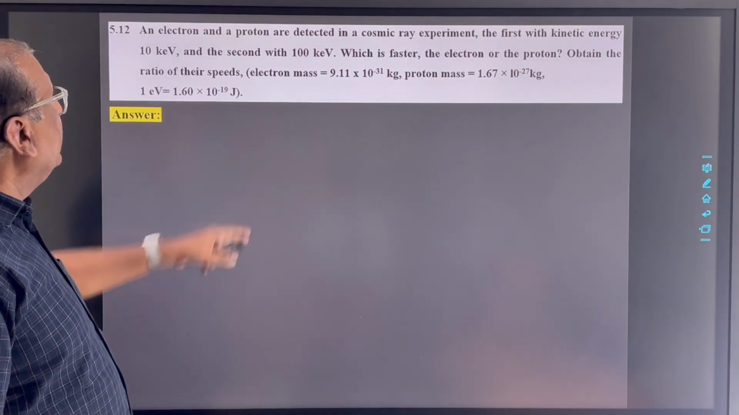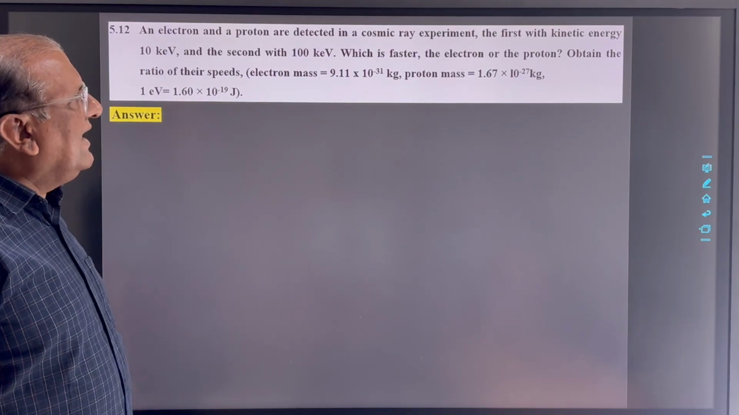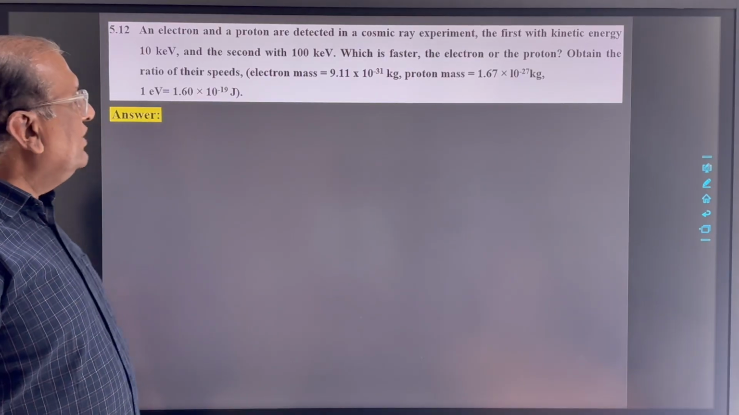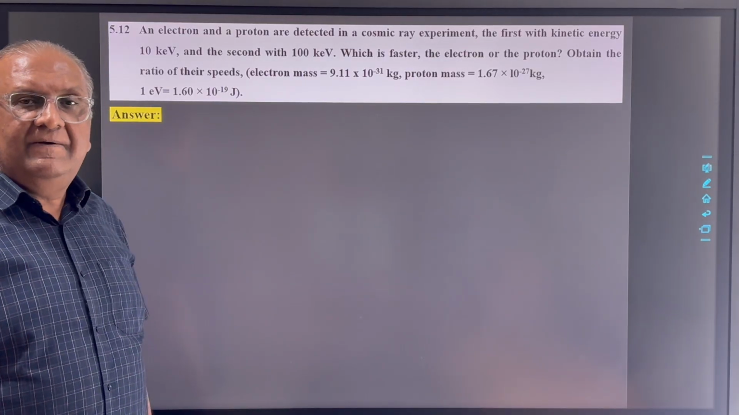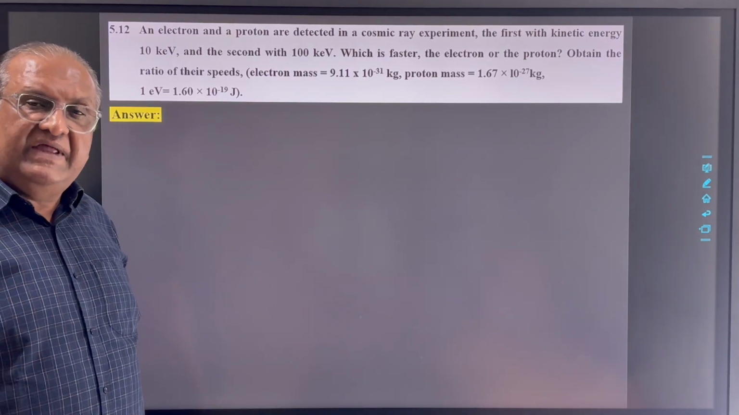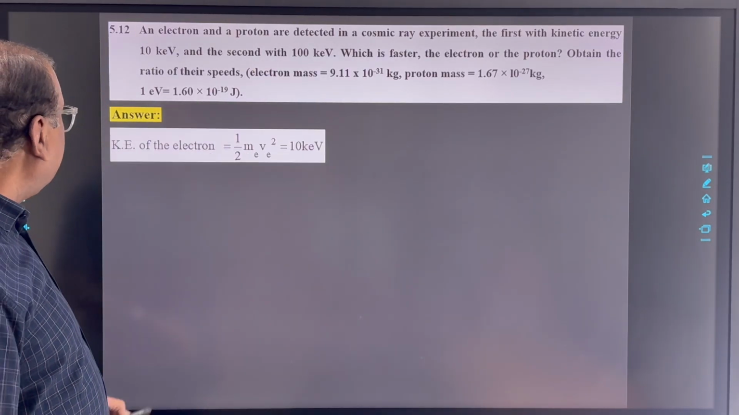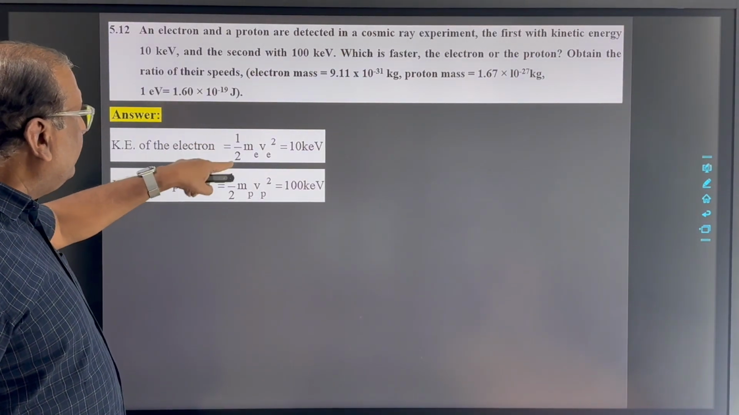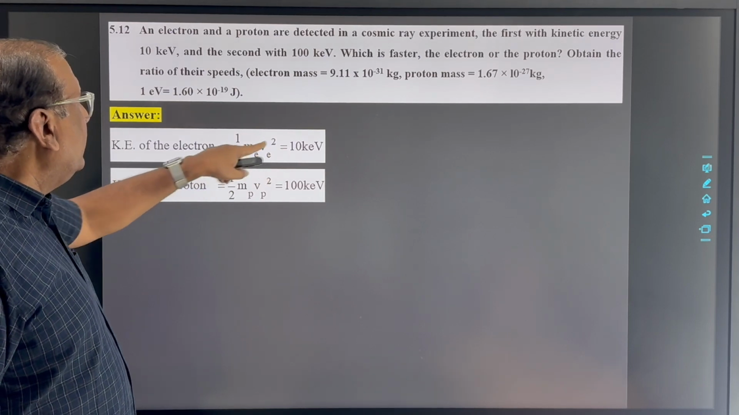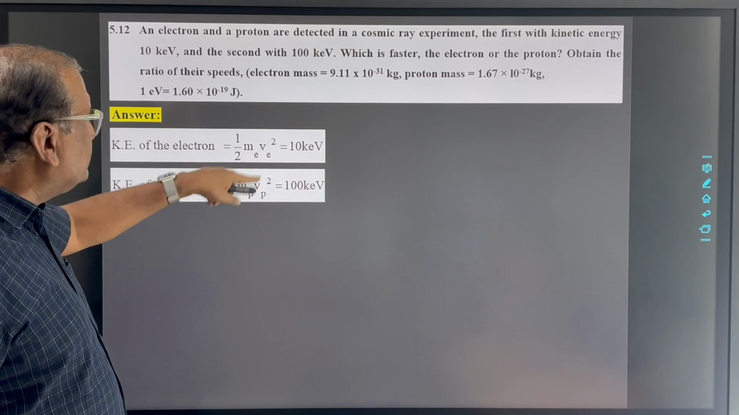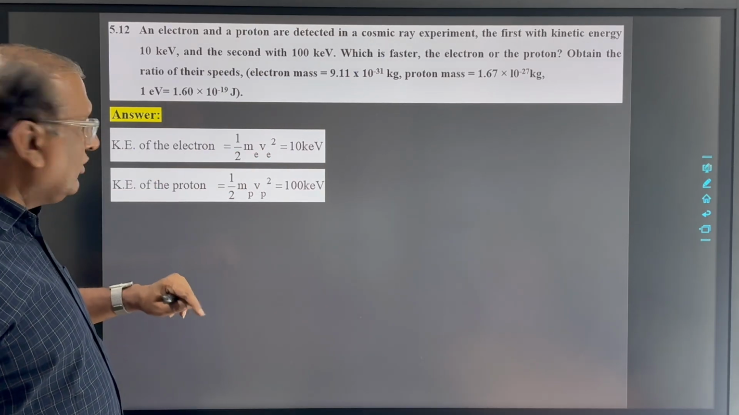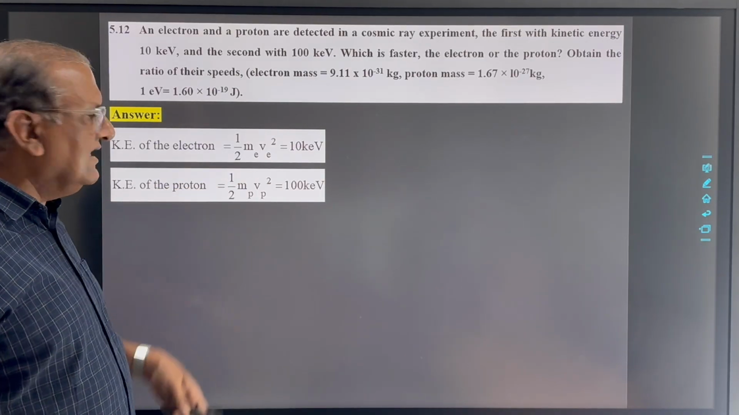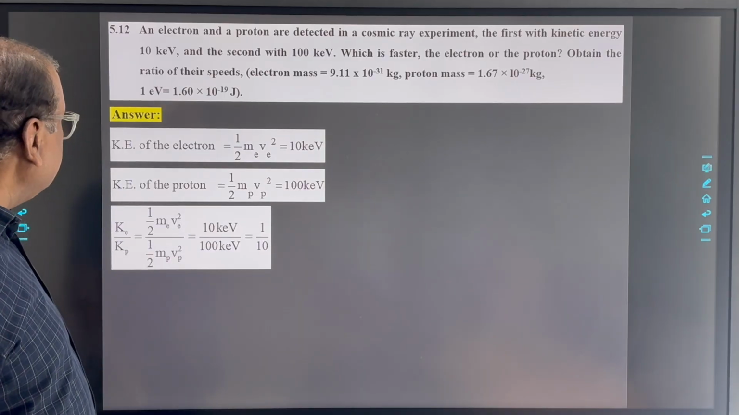Now see here, the kinetic energy of both the particles is given to you, and mass is also given to you. So if you want to find which one is faster, then we have to calculate the ratio of their speeds. So take the ratio of kinetic energy of electron and proton. Kinetic energy of electron, given as 10 keV, is half m v square, with mass of electron and speed of electron. Kinetic energy of proton, half mp vp square, is 100 keV. Take the ratio of these two.